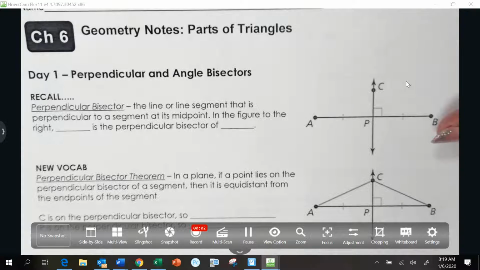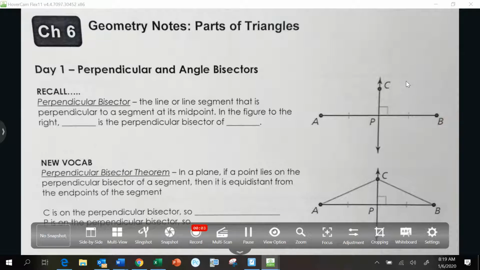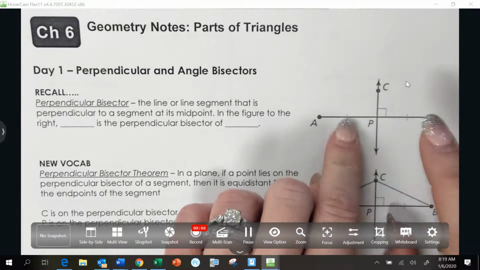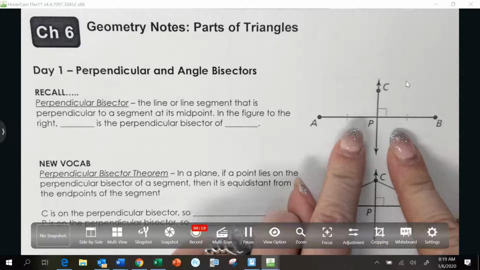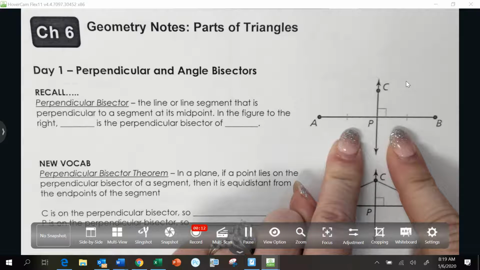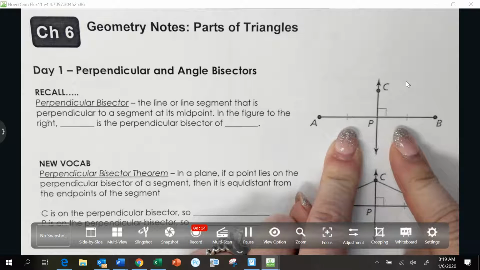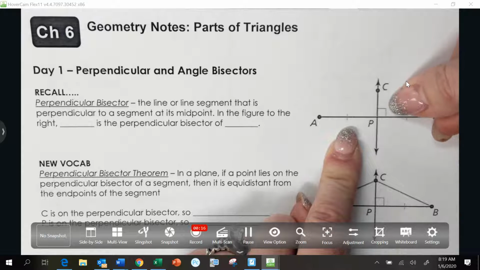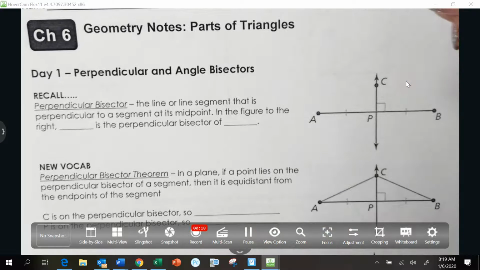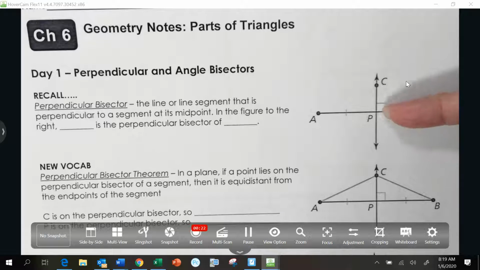Okay, recall a perpendicular bisector. A perpendicular bisector divides something in half, so we've got two equal pieces, and it makes a right angle. So this says it's a line or line segment that is perpendicular to a segment at its midpoint.